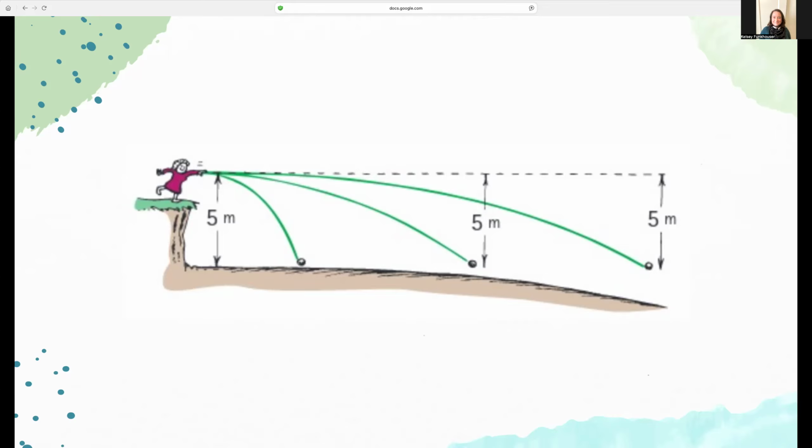Realistically, a person couldn't actually do this, but the idea still holds. You could on a small enough planet or something. The idea is that this lady throws this projectile hard enough that by the time it would hit the ground, the ground is gone because it's curved around. And so instead, the projectile is just falling around the earth.